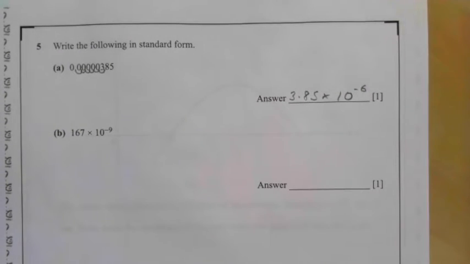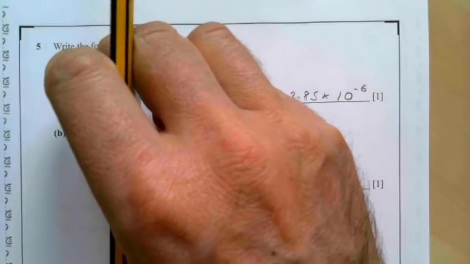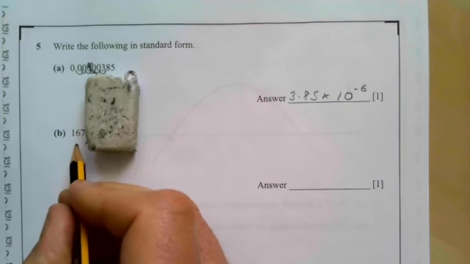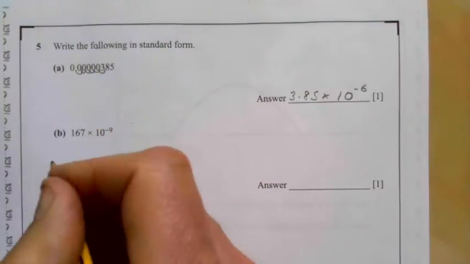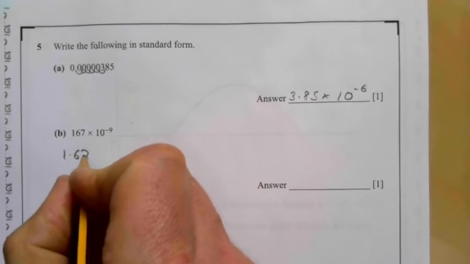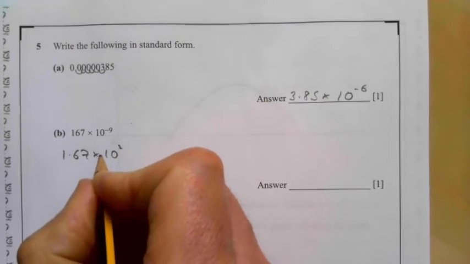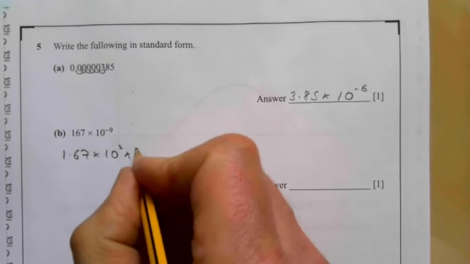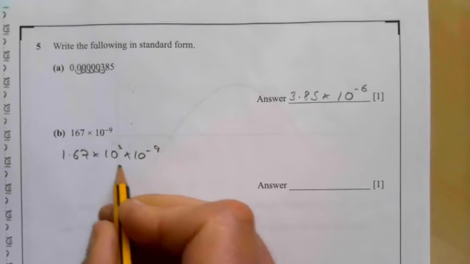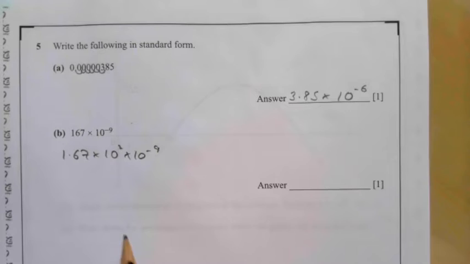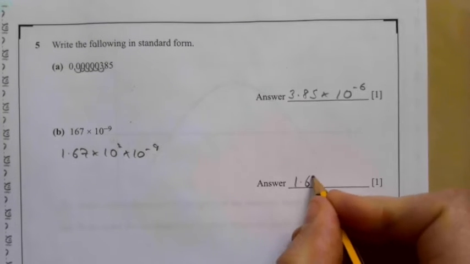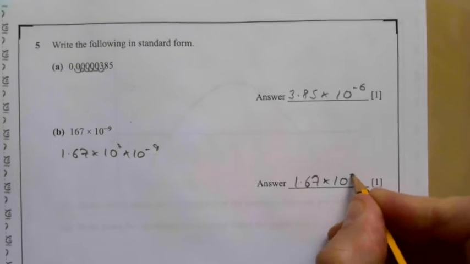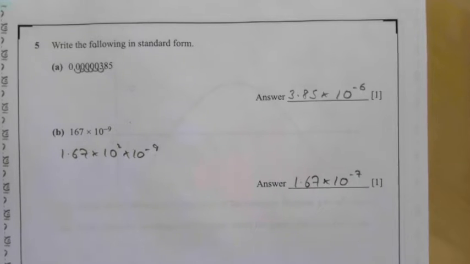This here is sort of a confusing one. I'm going to use the eraser here to cover up this, and I'm just going to write 167 in standard form. So 167 is 1.67 times 10 to the power of 2, and then multiplied by 10 to the power of minus 9. If we multiply these two, we add the powers, so it's going to be 1.67 times 10 to the minus 7.